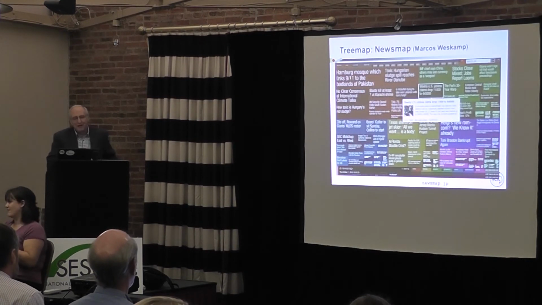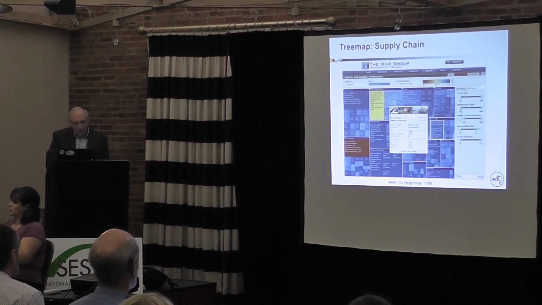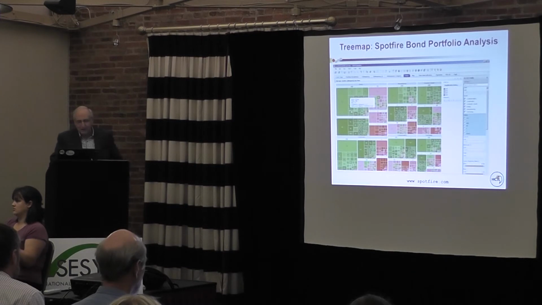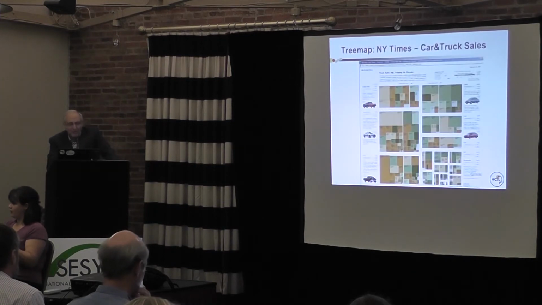Okay, and I guess we've got some more. Lots of people have made versions of tree maps. This is Marcos Weskamp's news map, and I work with a company called the Hive Group, which has taken our technologies and put them to work in a commercial way with all the sliders and this rich control panel here. Spotfire has tree maps as well. I can go back and show you. And the New York Times ambitiously began to use tree maps in 2007.